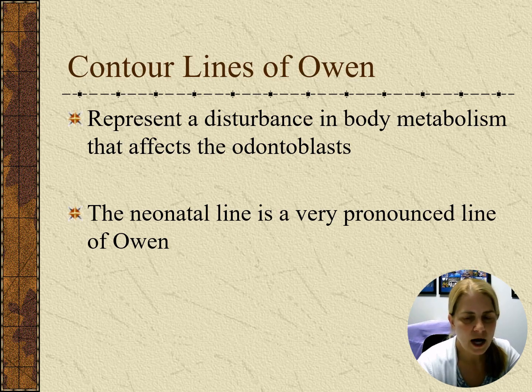There are also contour lines of Owen. Those represent a disturbance in body metabolism that affects the odontoblast. The neonatal line, which is the line that is pronounced because that's when the birth process happened, that's what happens at birth. That is a very pronounced line of Owen. So the line of Owen represents a disturbance in body metabolism that affects the odontoblasts, and the lines of von Ebner indicate a hesitation in matrix formation.